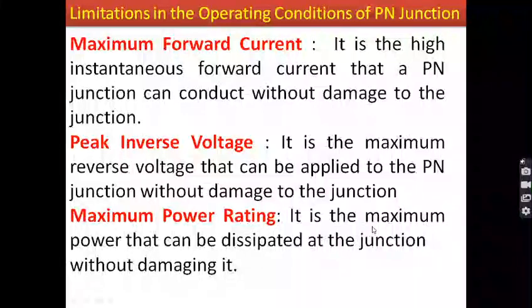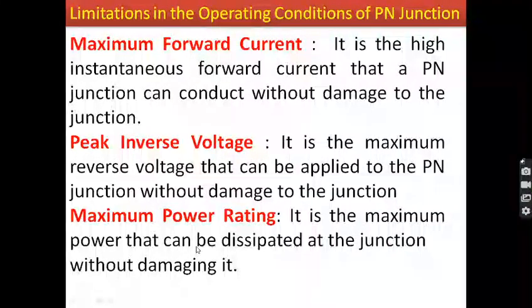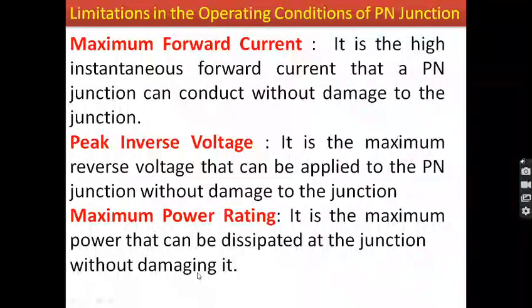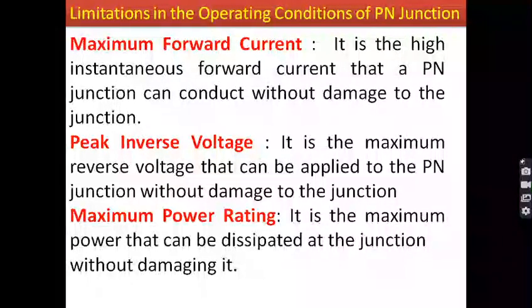Next, maximum power rating. Obviously, every device will have its maximum power rating, and maximum power rating is nothing but the product of your voltage and current. So again, it is the maximum power that can be dissipated at the junction without damaging it. This data will also come along with the datasheet.